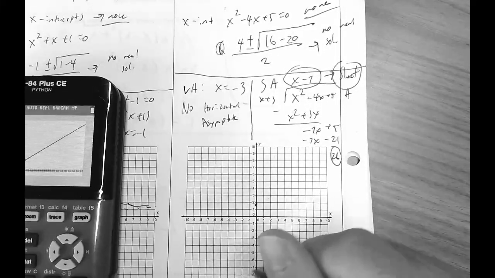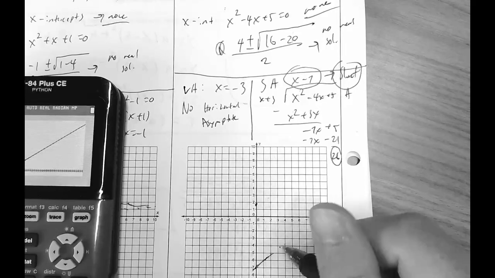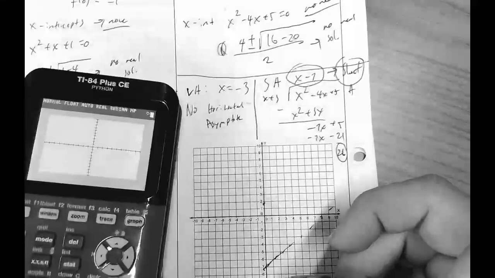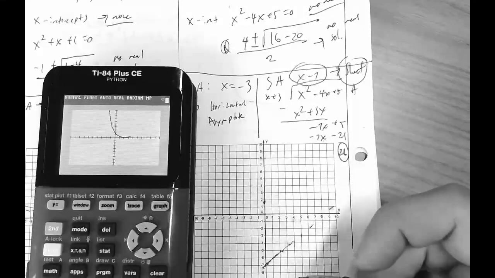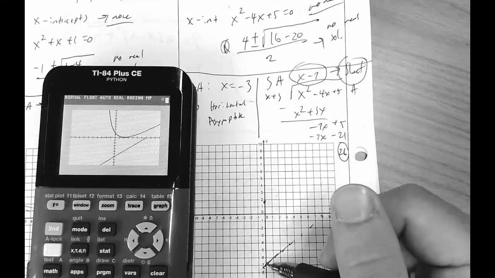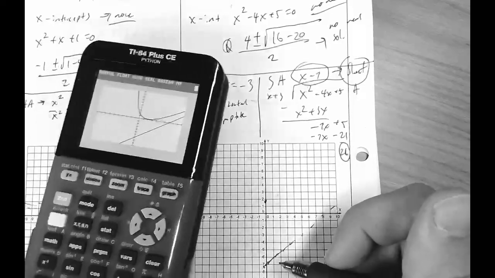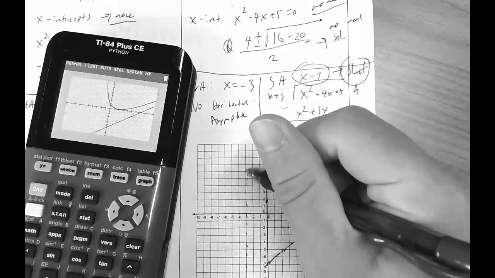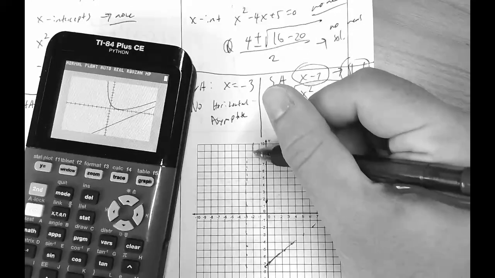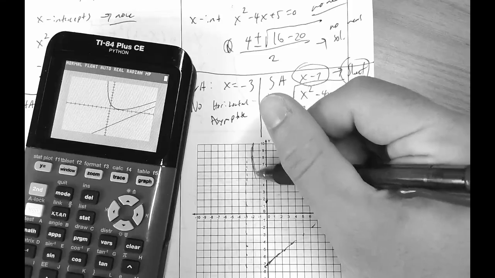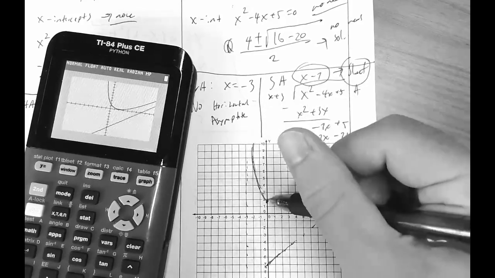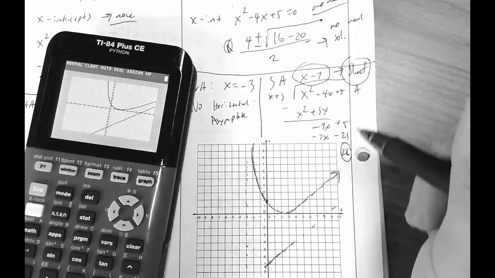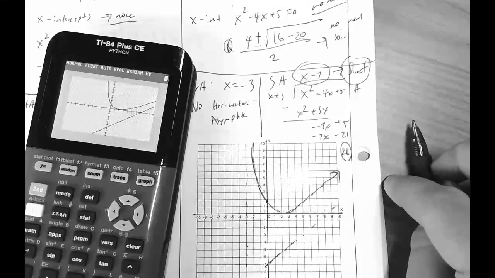So this is kind of my slant asymptote, like here, and I can zoom 6 so I can see it more clearly. And then we have a vertical asymptote at x equals -3 here, so it's going up like this and hitting here and then going over like this. Okay.